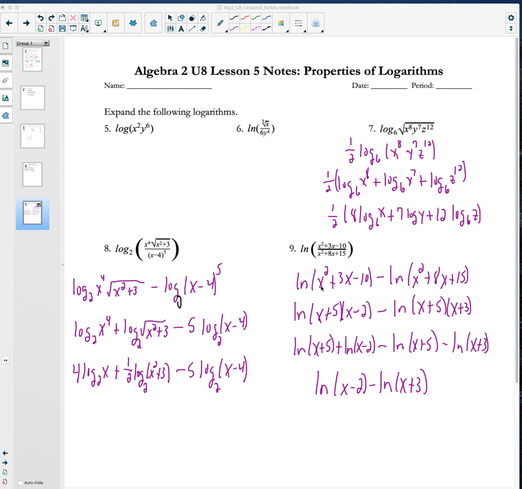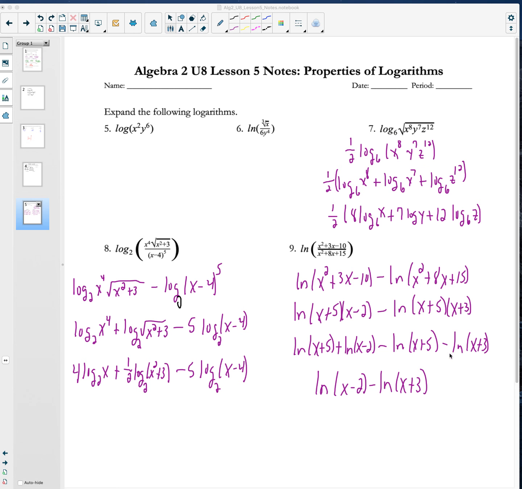All right. So notice, and I didn't show the work for this, but if you factor x squared plus 3x minus 10, it factors into x plus 5 times x minus 2. If you factor x squared plus 8x plus 15, it factors into x plus 5 times x plus 3. So by factoring, we create a product. And by creating the product, we can now apply the product property. And I would get the natural log of x plus 5 plus the natural log of x minus 2. And then once again, I'm subtracting both things here. So I'd have minus the natural log of x plus 5 minus the natural log of x plus 3.